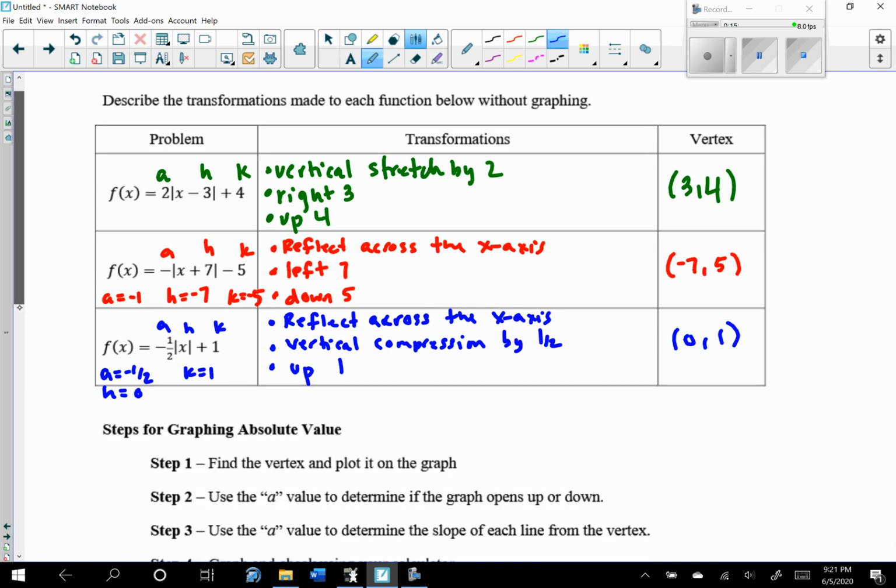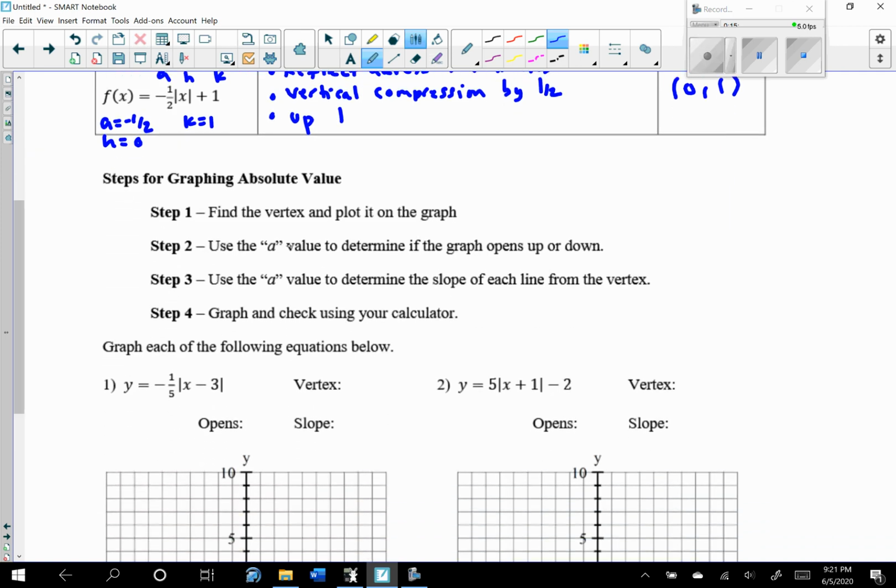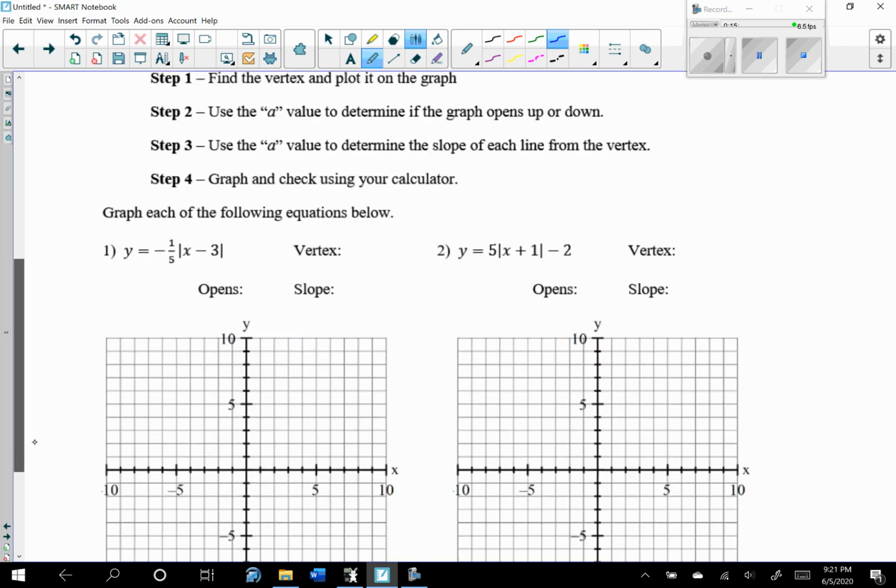So let's go ahead and look at steps for graphing the absolute value. So step 1, find the vertex and plot it. Then we're going to use that A value to determine if the graph opens up or down. Use the A value to determine the slope of each line from the vertex, and then we're going to graph, checking using our graphing calculator. You could also make a t-table to graph this and plug in points. It just takes a little bit longer, but whatever works for you is fine.